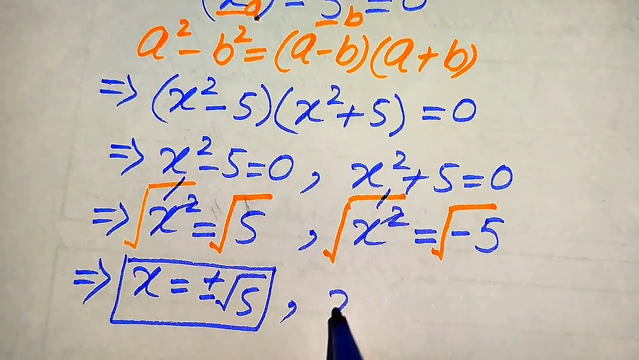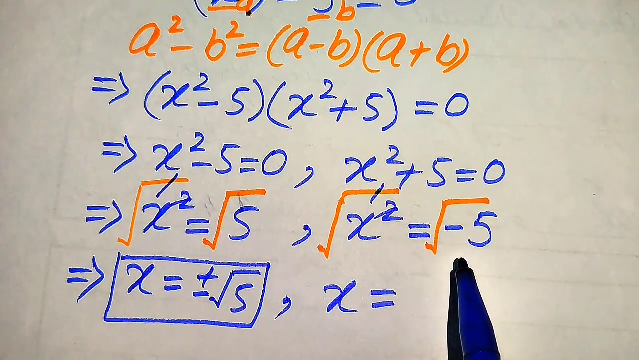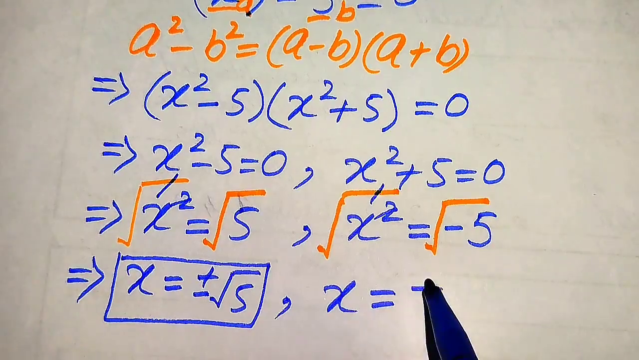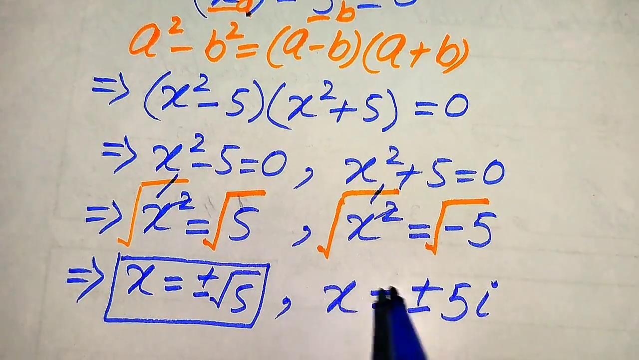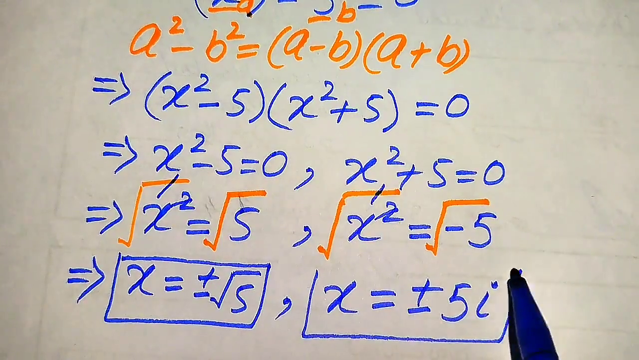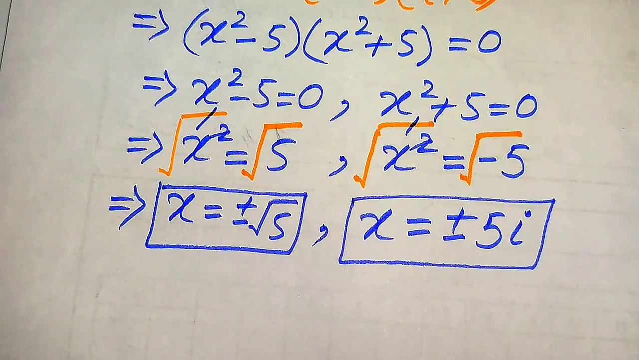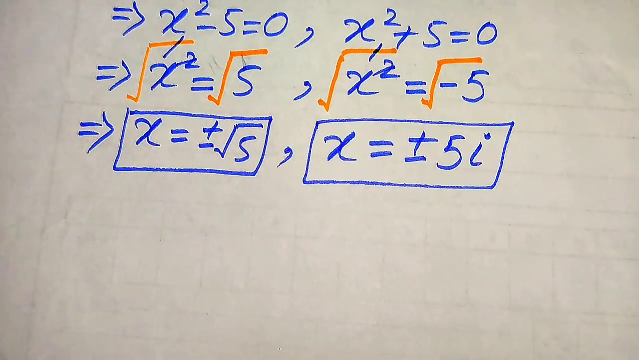and from here this 2 and this square root are gone, and we get here our x is equal to, here we know that when a negative sign appears inside the square root, it becomes iota. So we get here x is equal to plus minus square root of 5 times iota. So these are the other two complex roots of the given equation. So finally we have 4 roots of the given equation, in which 2 roots are real roots and 2 roots are complex or imaginary roots.